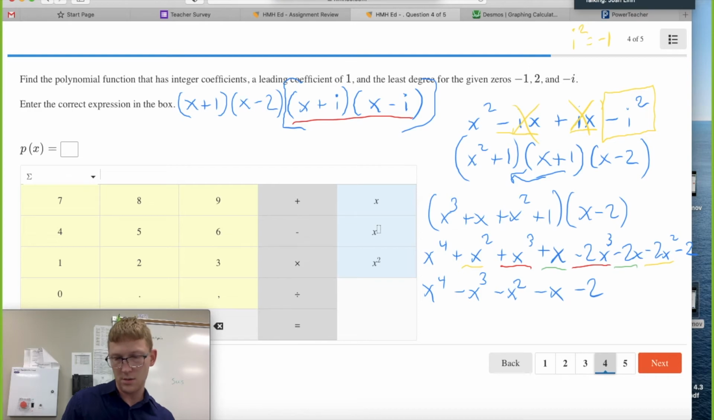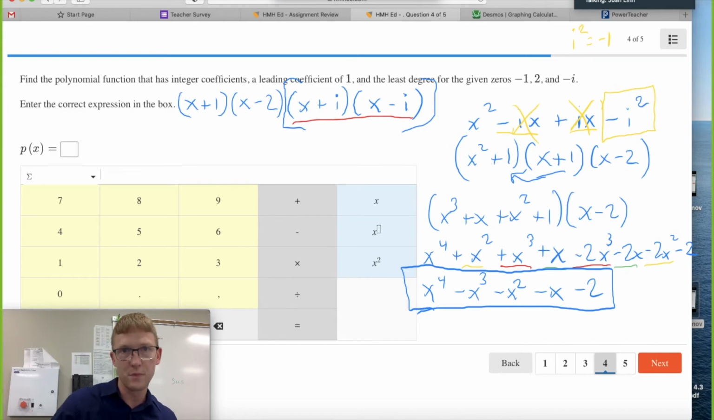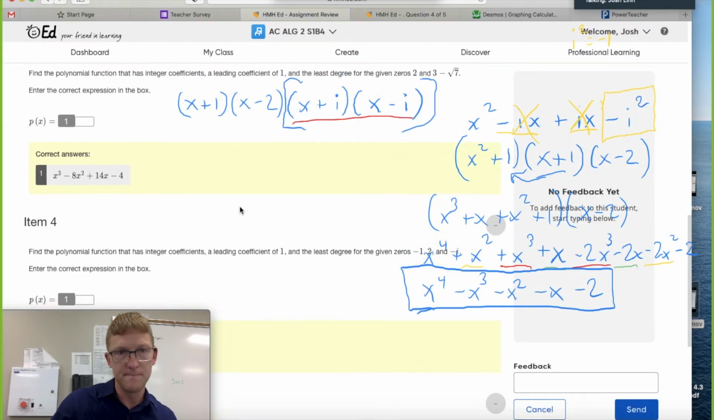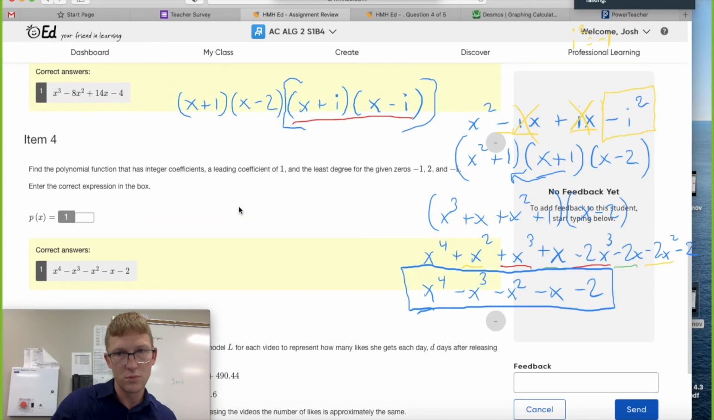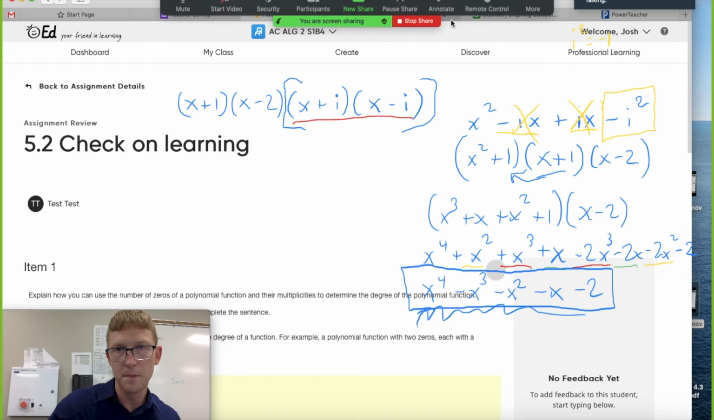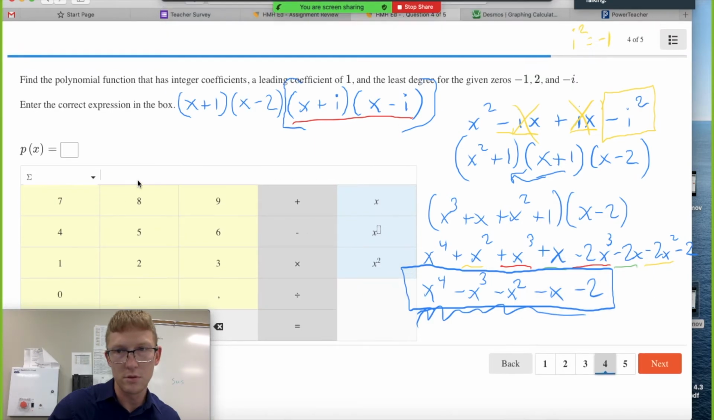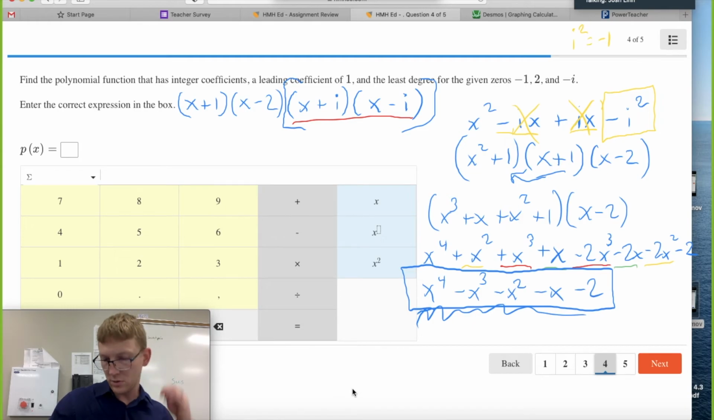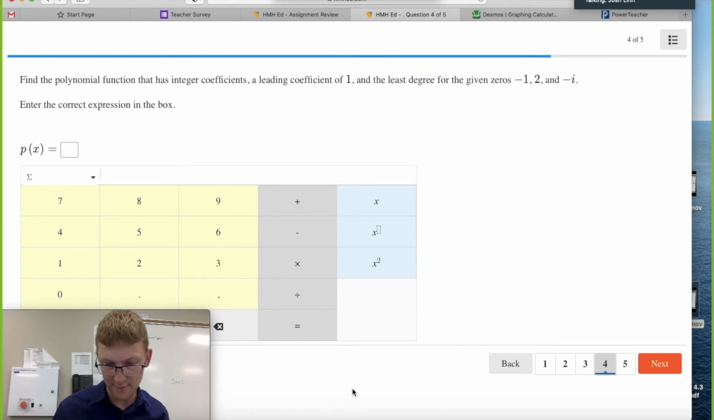So that should be my answer. Let's check it. Look at that, there it is. Isn't that a beautiful sight when you get an answer right? So there you go. So again, this is number 4, and the answer is circled on the screen. So we got 1 left. We can do it. I have faith in us.